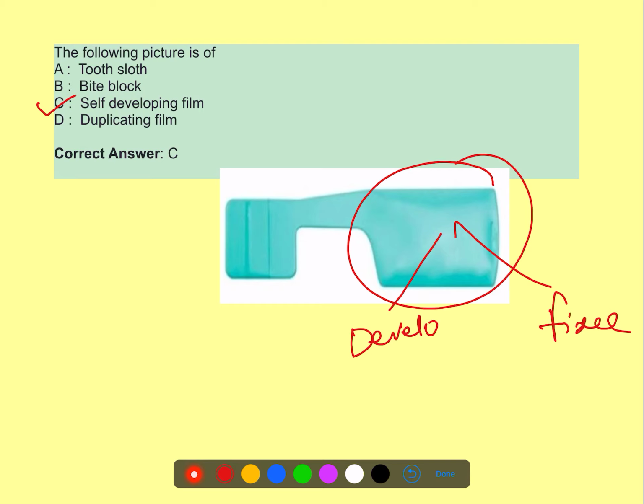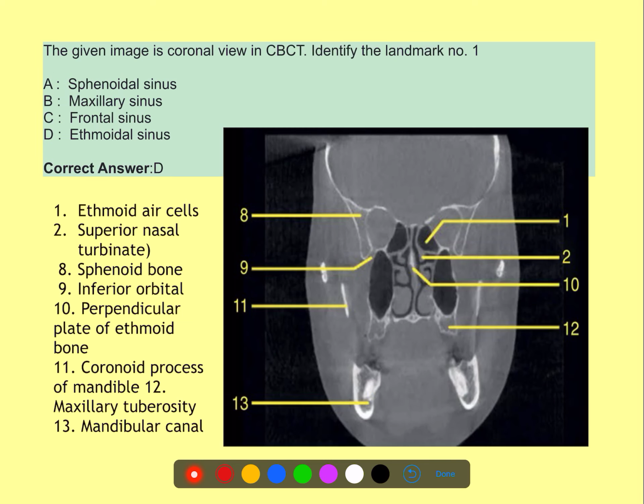At last you have to rinse the film in water and you can give it to the patient. So this is a self-developing film. The given image is a coronal view in CBCT.